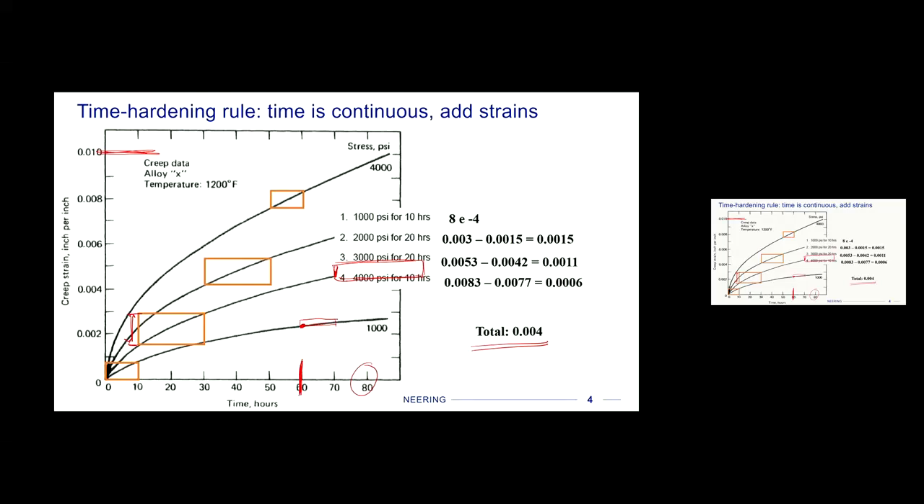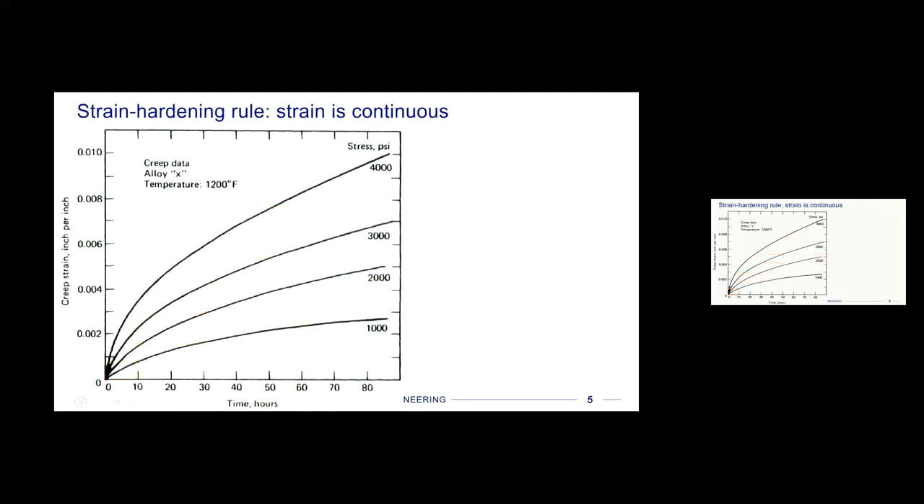Okay, so that's the time hardening rule. So remember this value that we got of 0.004. We'll compare it with other methods on the next couple of slides. The next rule we can use is called the strain hardening rule. And in the strain hardening rule, instead of the time being continuous, the strains are continuous.